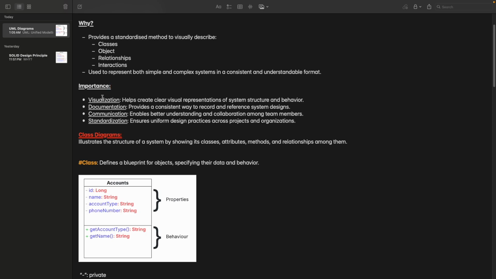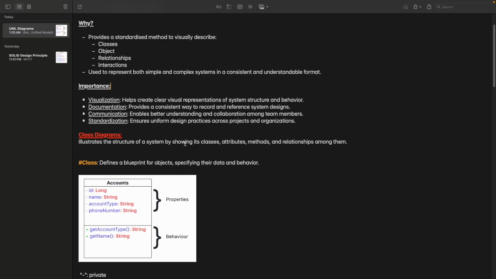First we'll talk about visualization. Using UML diagrams, it is easier to understand the structure, relationships, and interaction between the components. Then there is documentation. It serves as detailed documentation for the software architecture, which is useful for maintaining and scaling the application. It helps in communication as well.